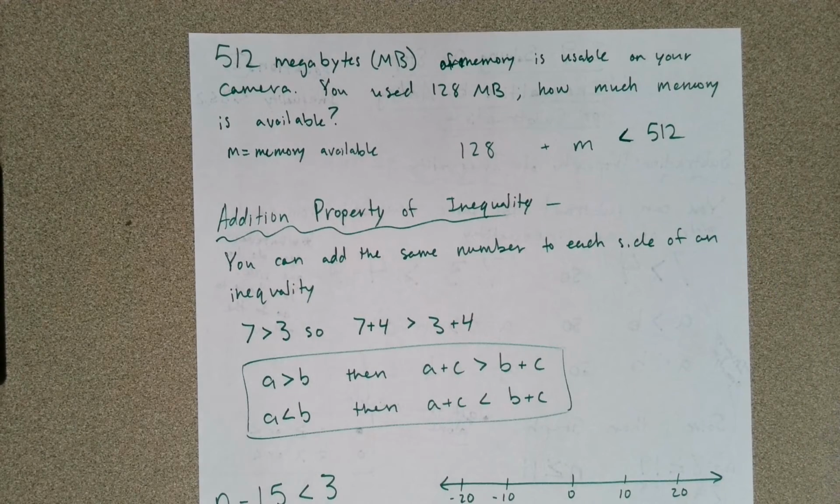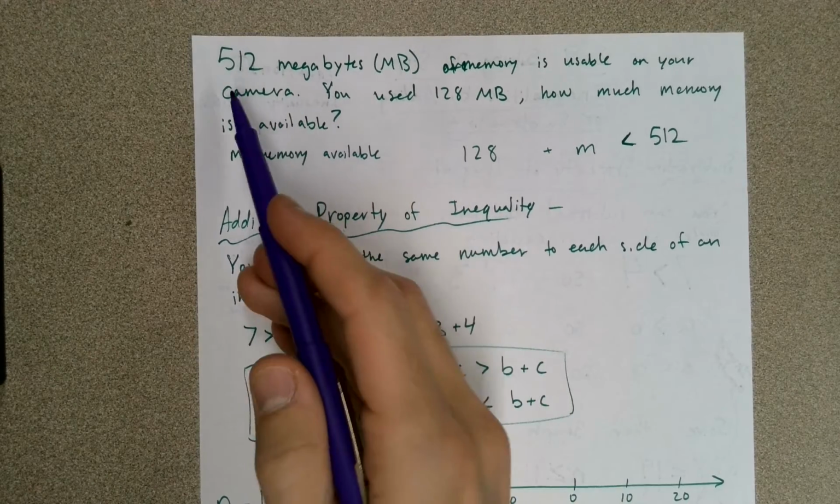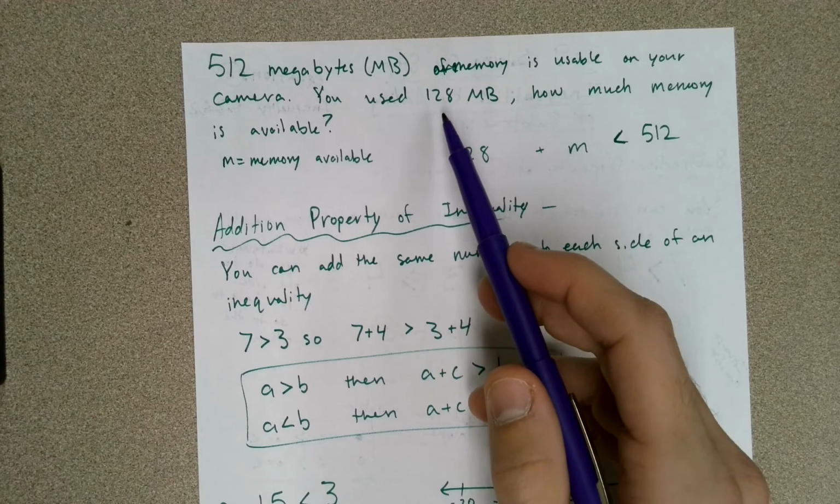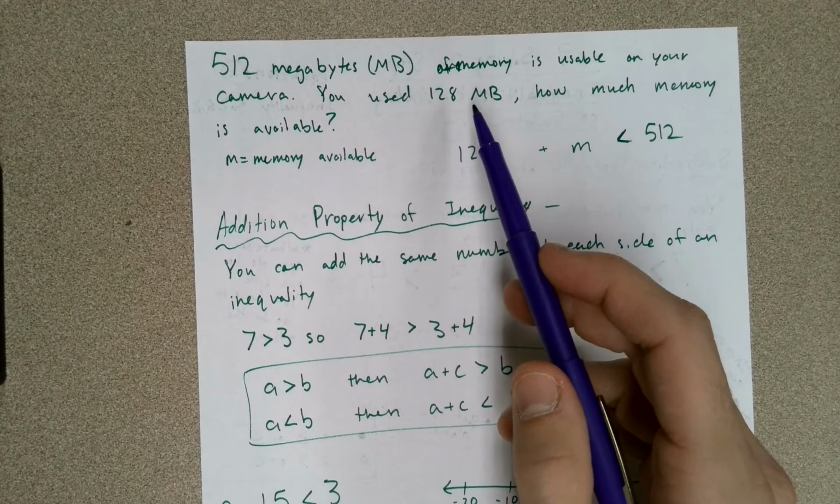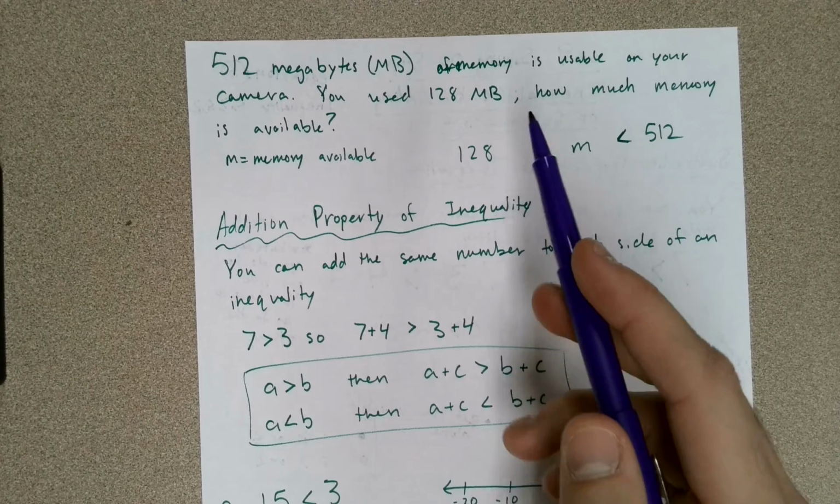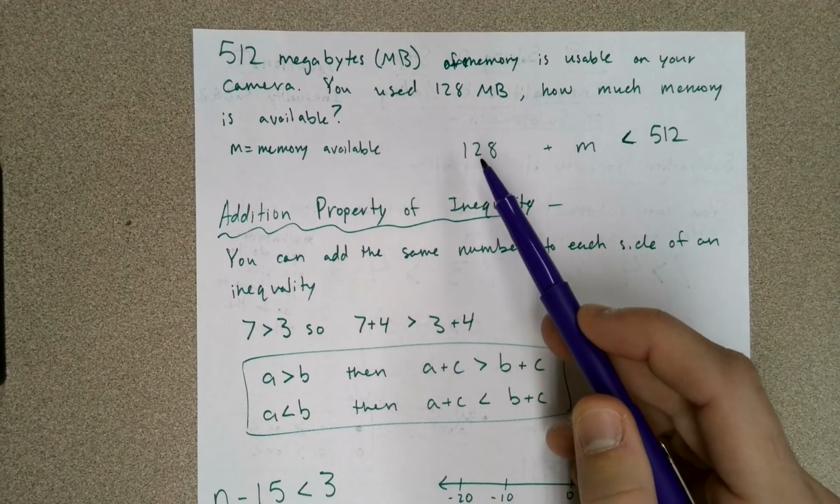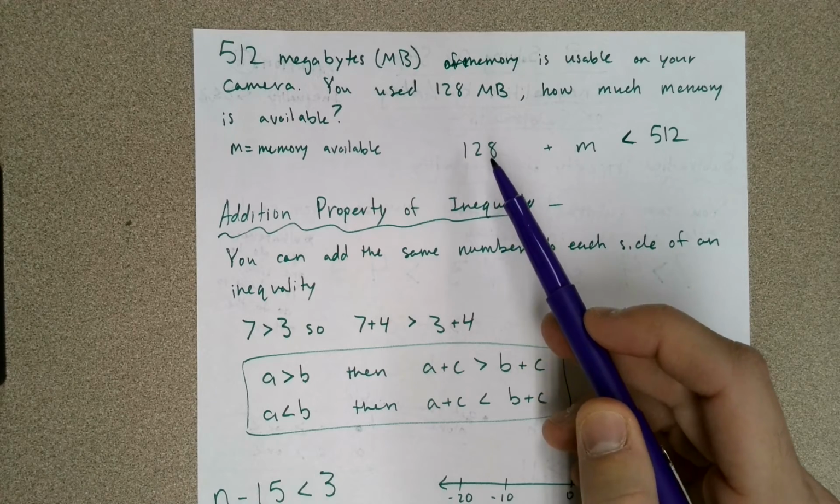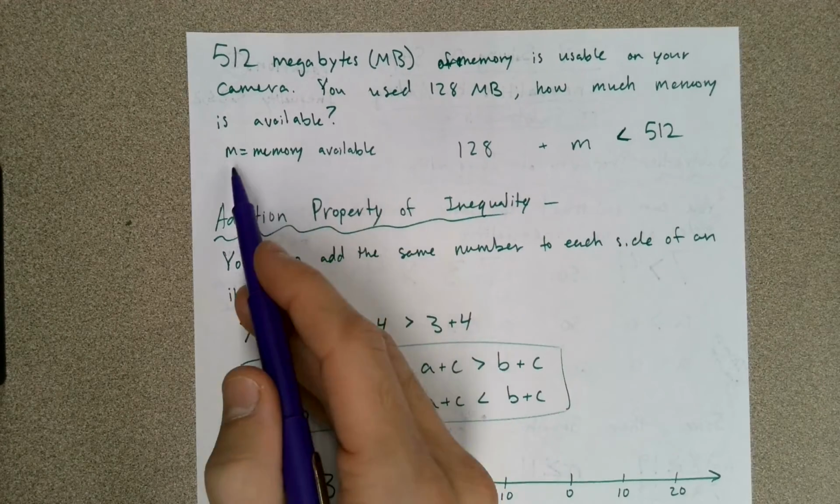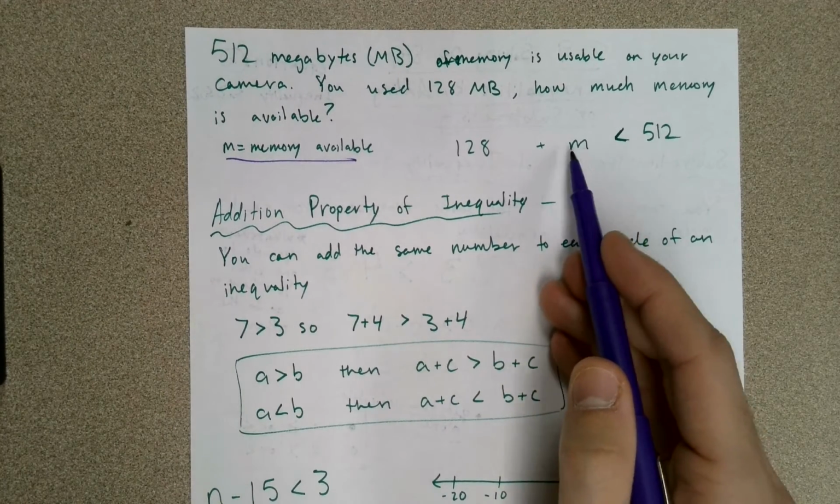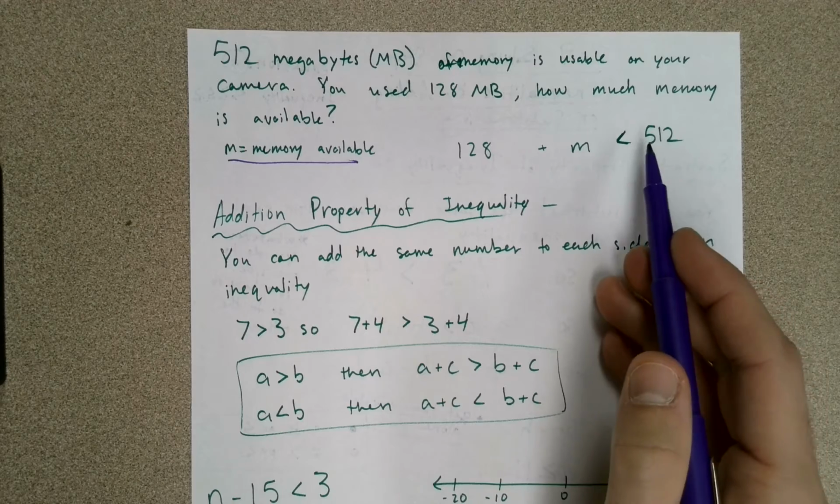Pretty similar to the stuff we did last week, a little combination of each. I got one word problem, then we'll get into some addition. We got 512 megabytes of memory is usable on your camera. You used 128 megabytes. How much memory is available? So we know we have 512 possible. We know we've used 128, so we have 128 megabytes plus m. I represented our memory available. 128 plus our memory available is going to be less than our total memory.